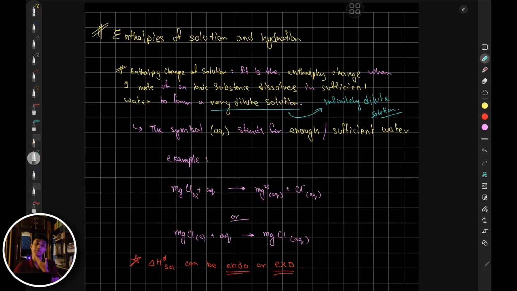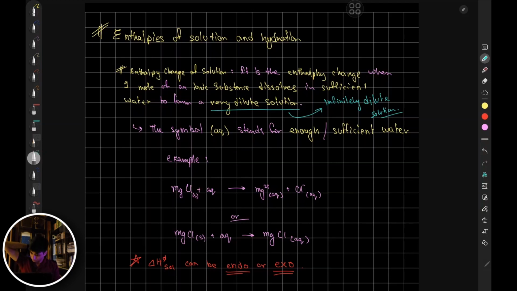That is why we write it as very dilute solution, because until and unless all of the solid or ionic substance has dissolved, you're not going to get the accurate change in enthalpy. Because if you're doing the experiment, you're not going to get the accurate rise or fall in temperature.